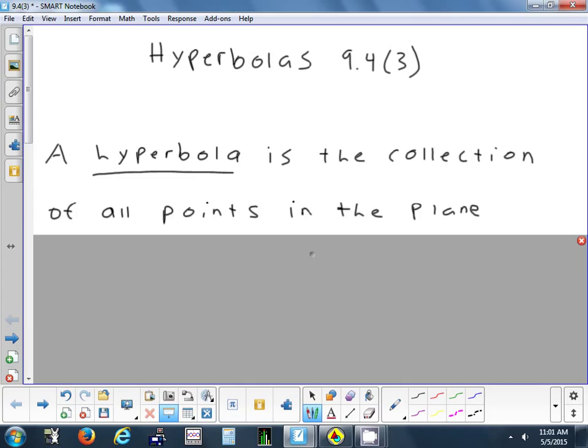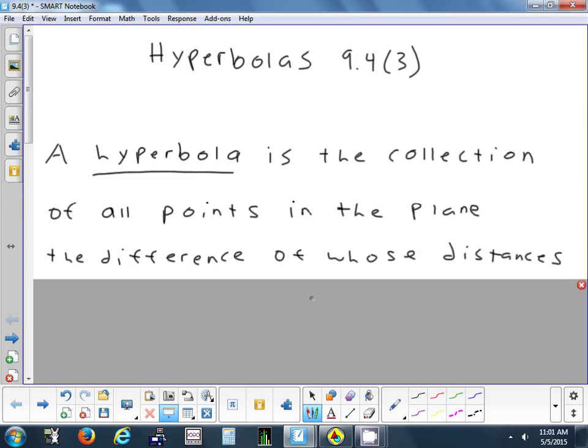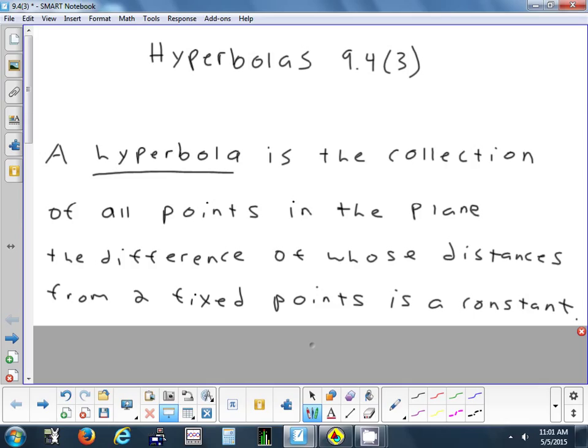All right, so when we defined an ellipse, that was a collection of points in the plane, such that the sum of the distances between a point on the ellipse and each focus always comes out constant. So you added two distances up, and they always came out the same. Well, here you're going to subtract two distances, and they always come out the same. And it's the same distances you found for an ellipse.